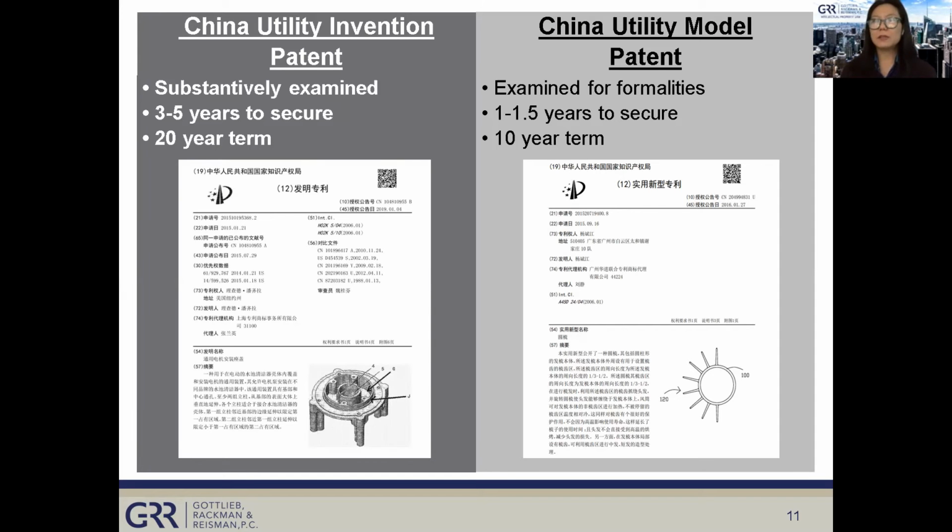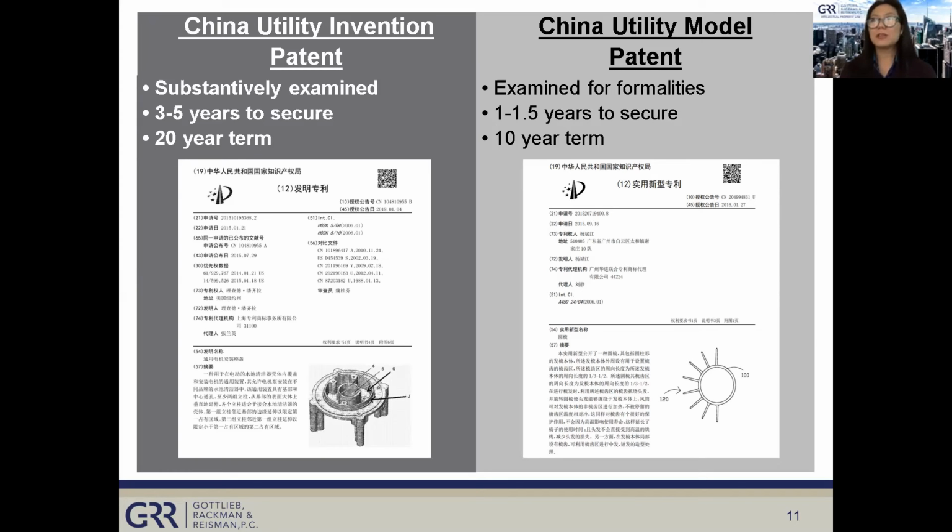On the other hand, a utility model in China does not get substantively examined. The examiner does not do a full prior art search, and it only gets reviewed for formality purposes. So it's a lot easier to get and a lot quicker to secure. Where it takes 3 to 5 years to get a utility invention patent, it only takes 1 to 1.5 years to secure a China utility model patent.